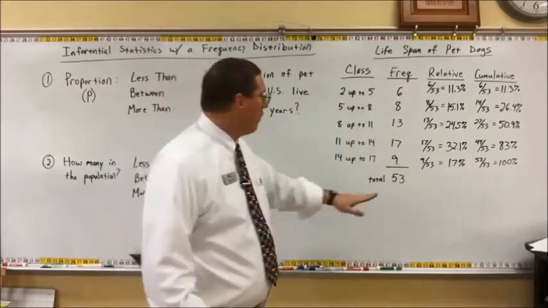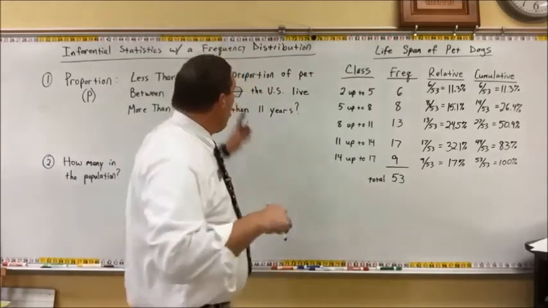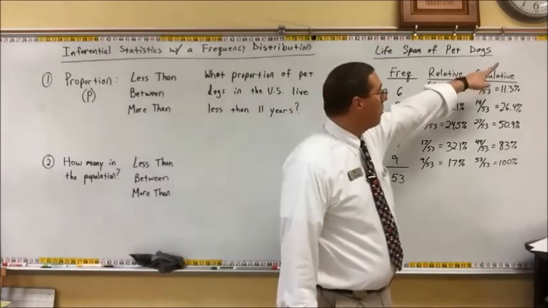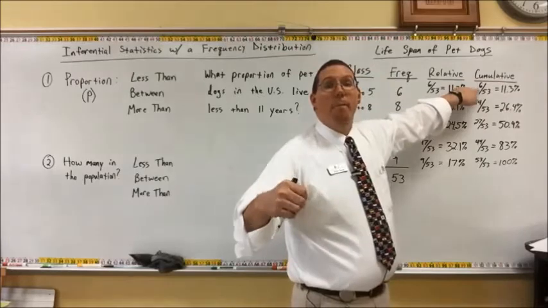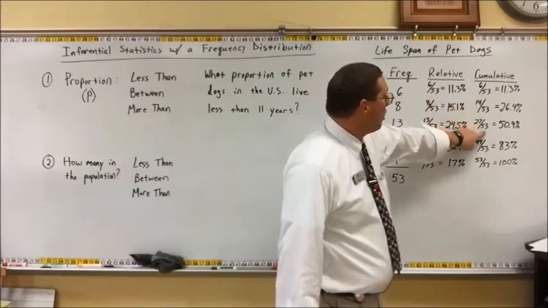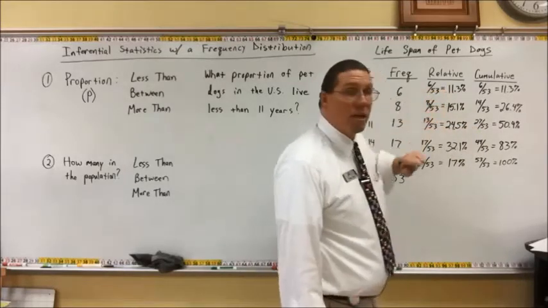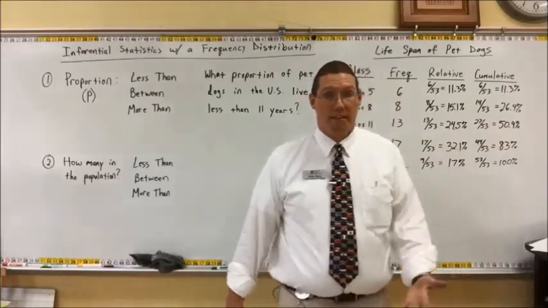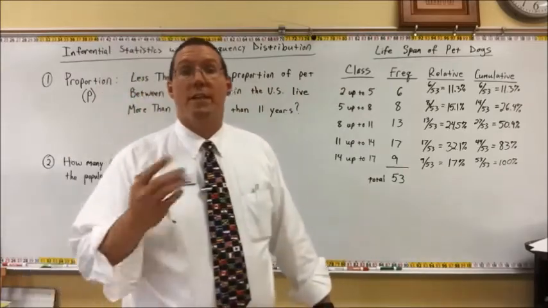27 out of 53. Now here's something cool, all the less than questions we can actually answer with the cumulative column. Because look, the cumulative column is already adding them up from smallest to largest. So we already have the 27 out of 53, which has already added up the first 3 percentages, and so the answer is 50.9%.